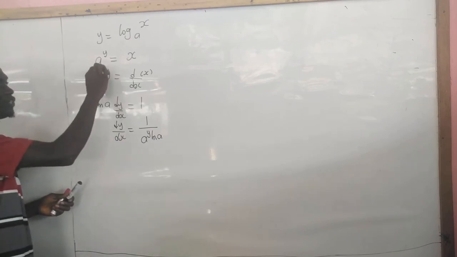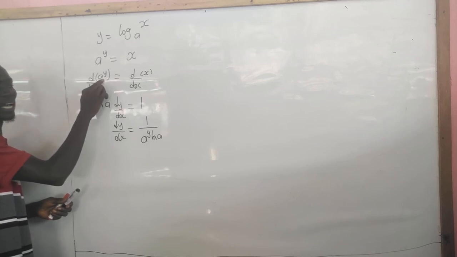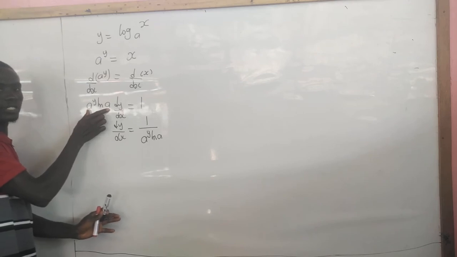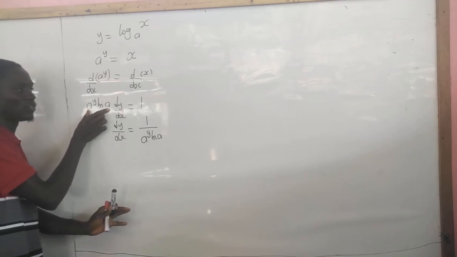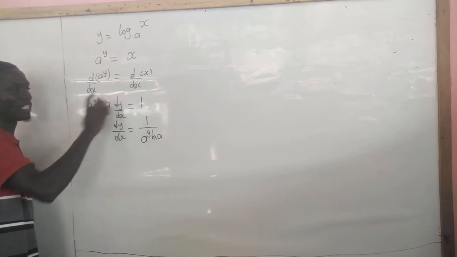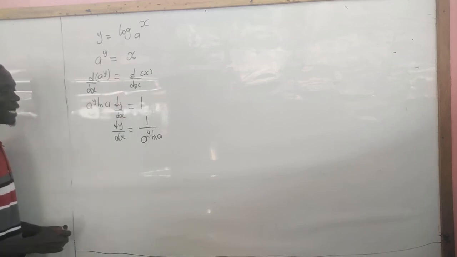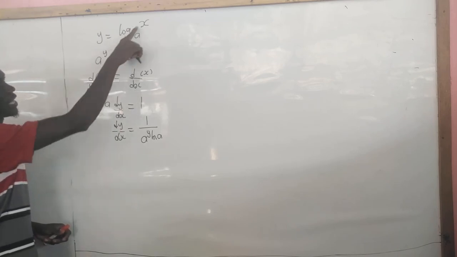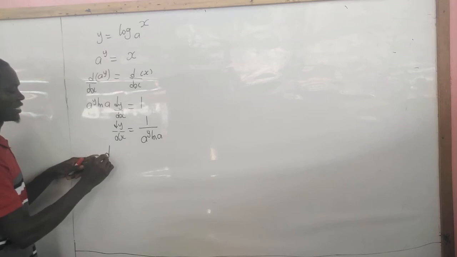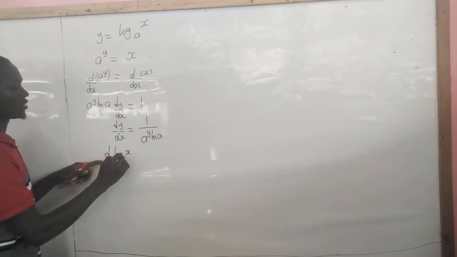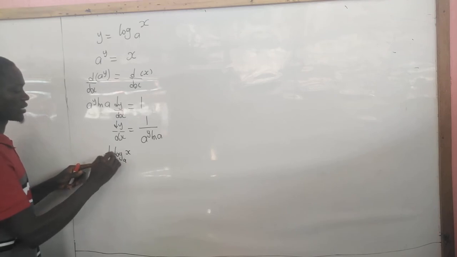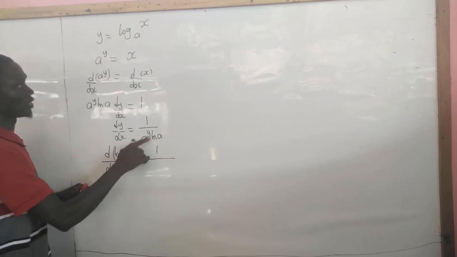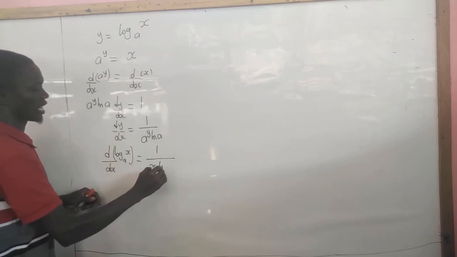Check the description for the video on how to differentiate general exponential functions, and you get to know why we had this. And if you check the description for implicit differentiation too, you know why we've multiplied it by dy on dx. Now, what is y? y is log x base a. So this implies that the derivative of log x base a with respect to x is equal to 1 divided by what is a exponent y, x, times the natural log of a.